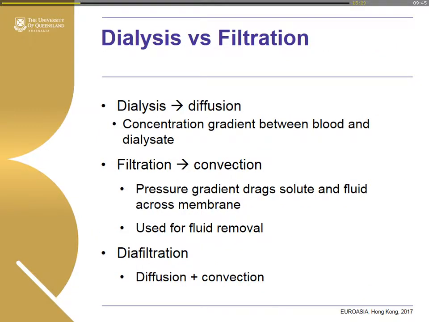So the two important concepts which I'd like to highlight initially are those of dialysis and filtration. These are two different principles by which you can have clearance of solute with a renal replacement therapy treatment. Dialysis, of course, is diffusion. This is where there's a concentration gradient between the blood and the dialysate, and you get movement of the drug across that concentration gradient.